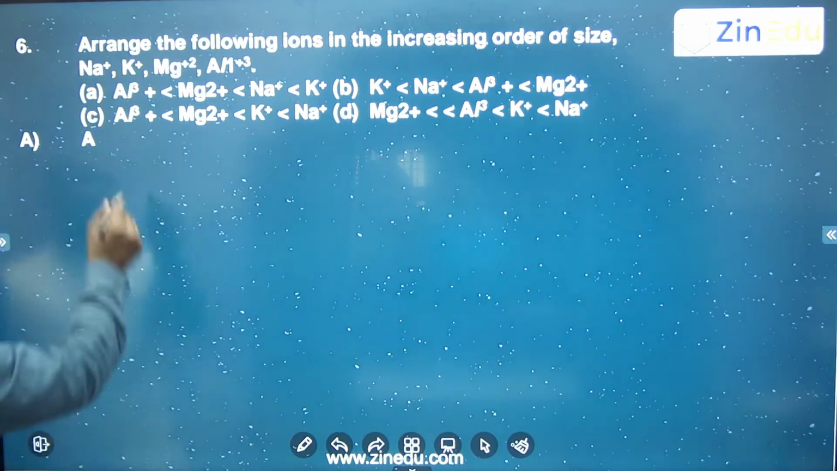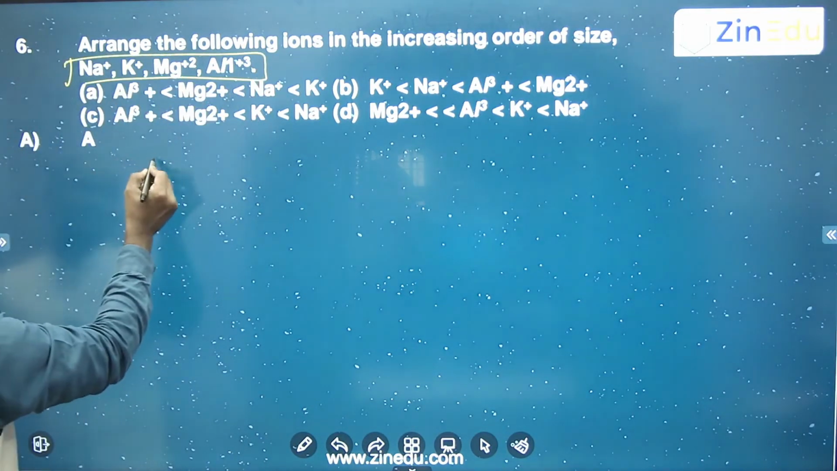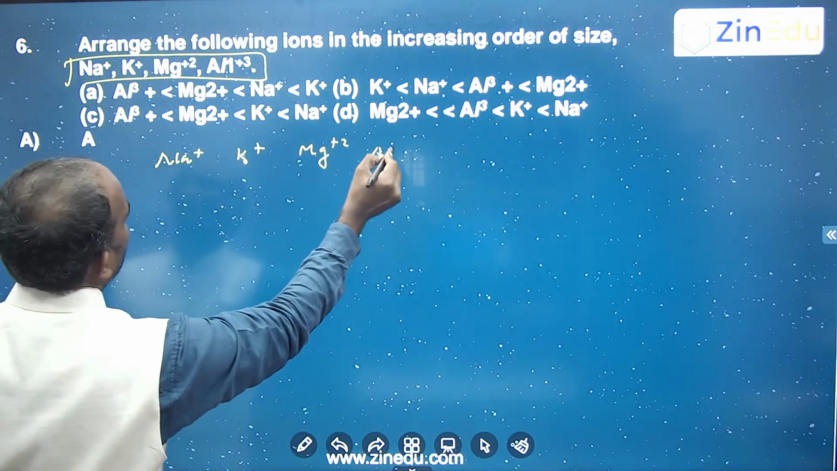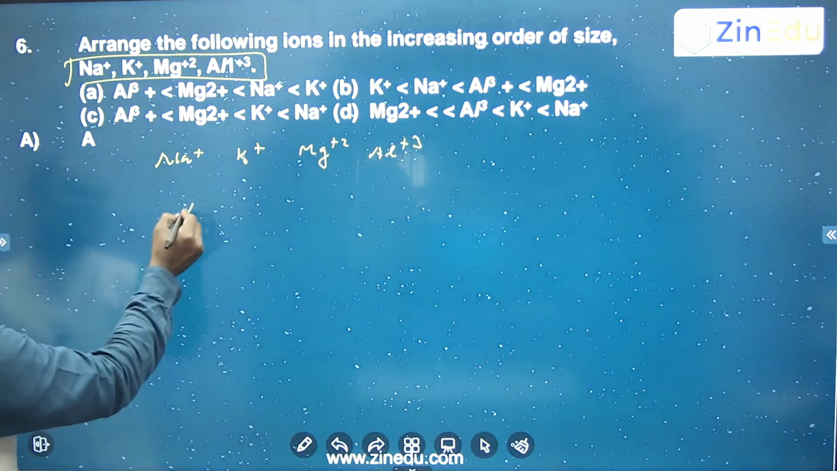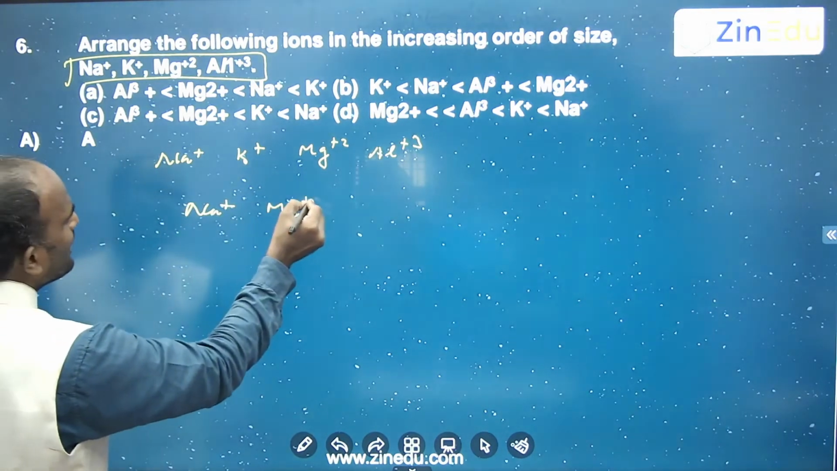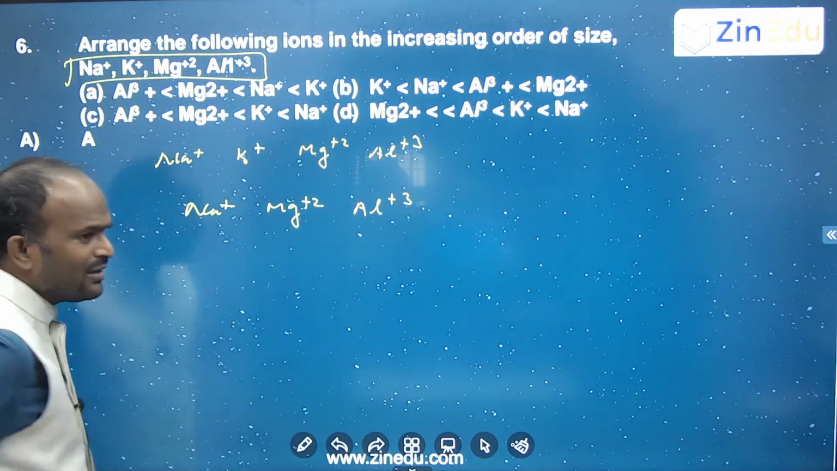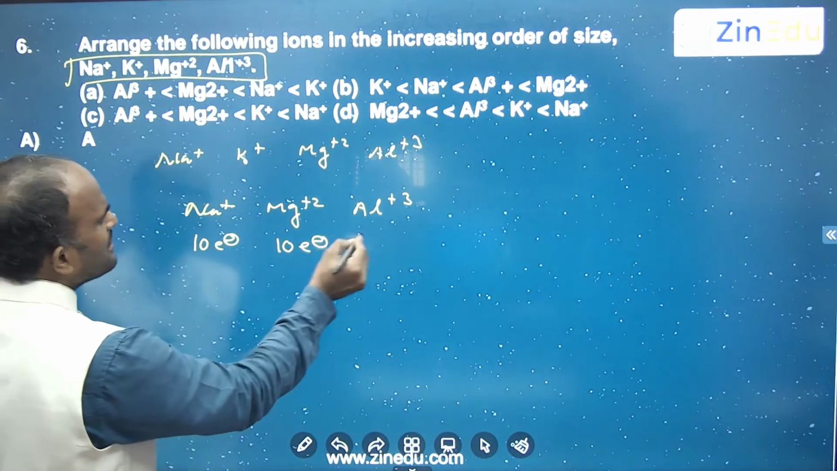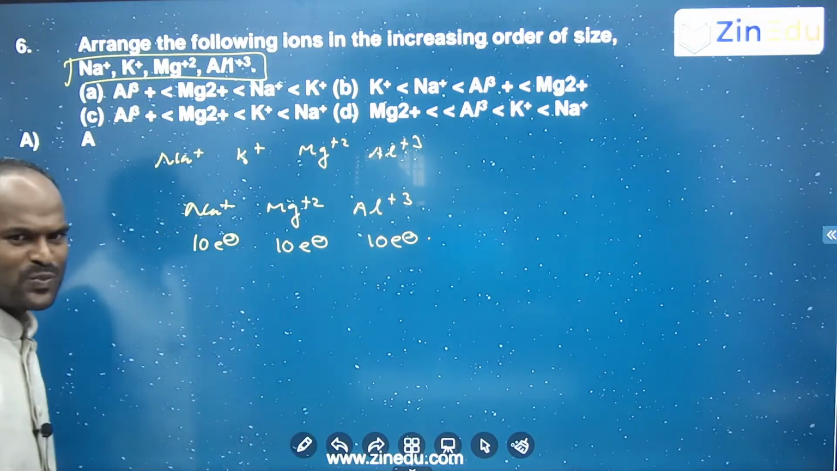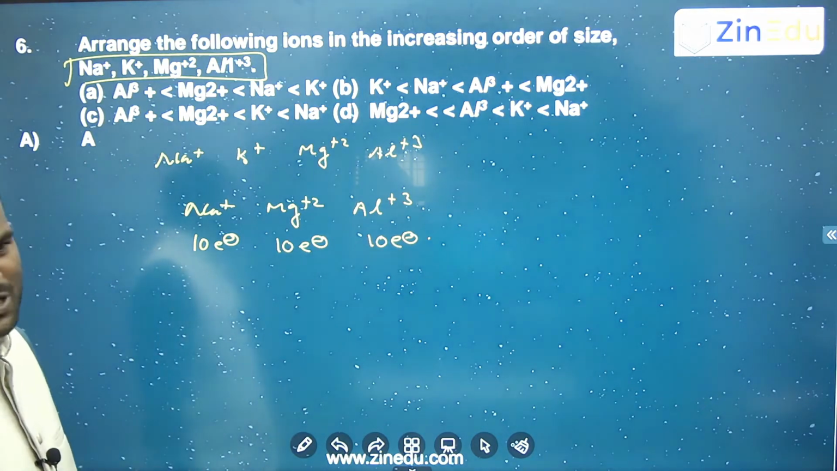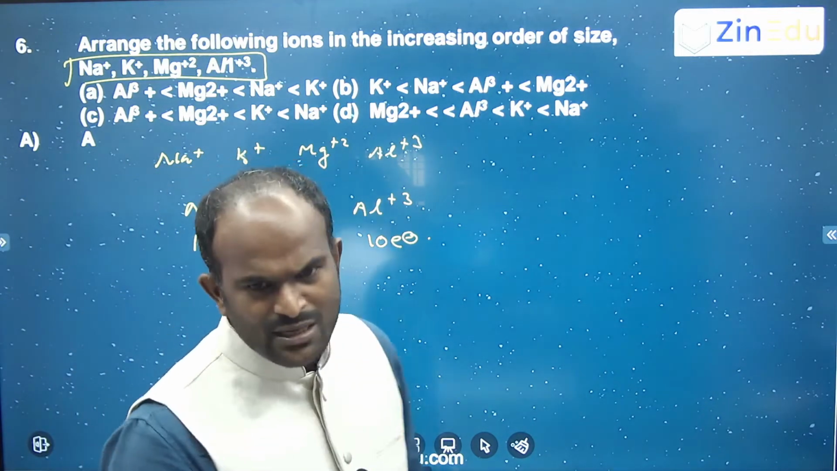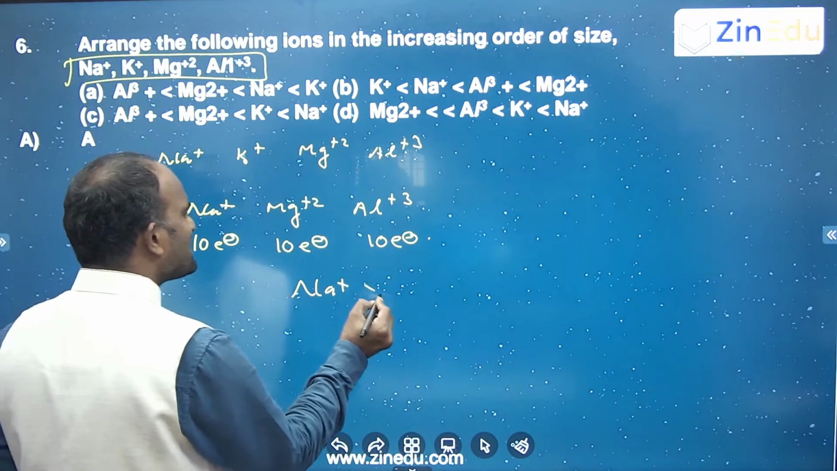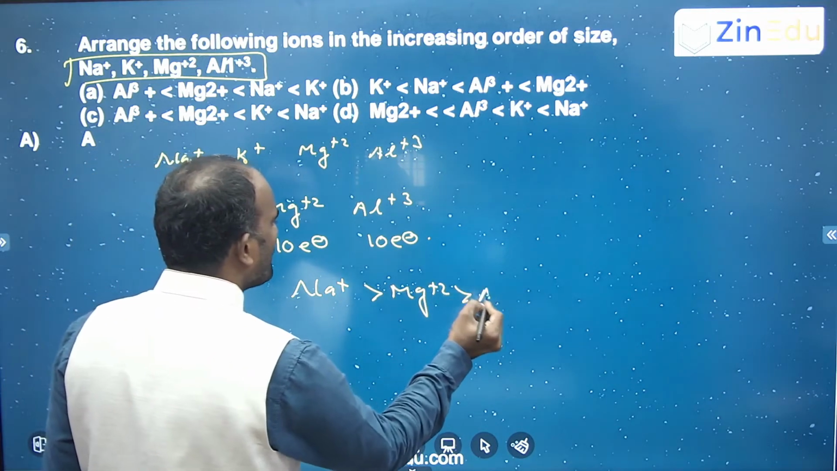This is another elementary kind of question, which is Na plus, K plus, Mg plus 2 and Al plus 3. When you consider Na plus, Mg plus 2, Al plus 3, these are isoelectronic species, right? 10 electrons here, also 10 electrons here, and also 10 electrons here. These are all isoelectronic species. When it comes to isoelectronic cations, as the charge increases, ionic radius decreases. Therefore, who will have the larger size? Na plus is greater than Mg plus 2, which is greater than Al plus 3.